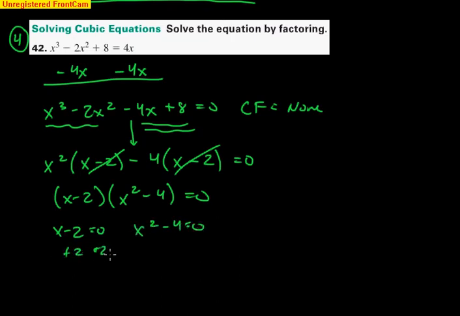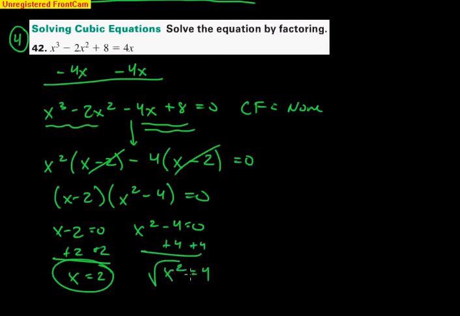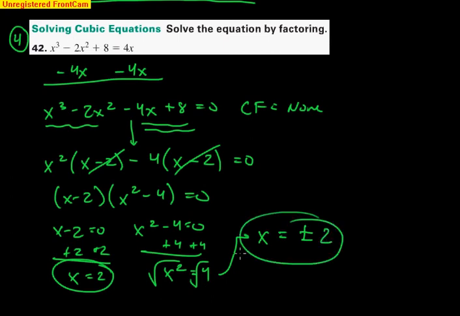So here, add 2. So x equals 2, there's one of my solutions. On this one, you have an x squared, add 4. And now let's take the square root. When you take the square root of x squared, you get x. When you take the square root of a number, you get 2 answers. And the square root of 4 is actually 2. So there's your other 2 solutions. So 2, 2, and negative 2.